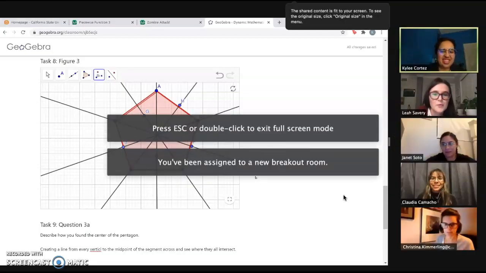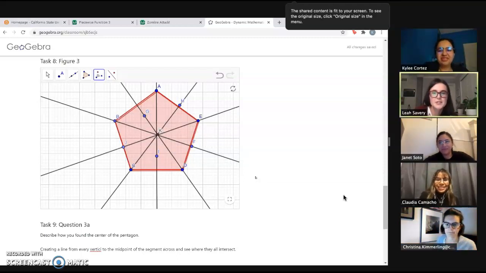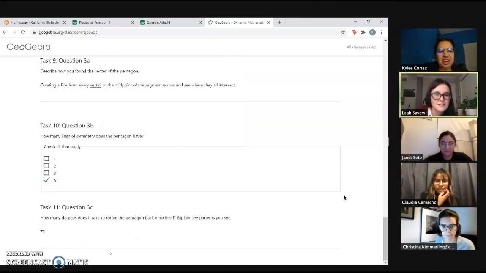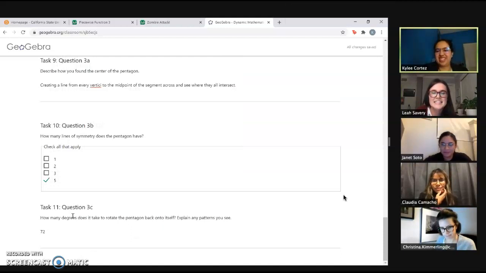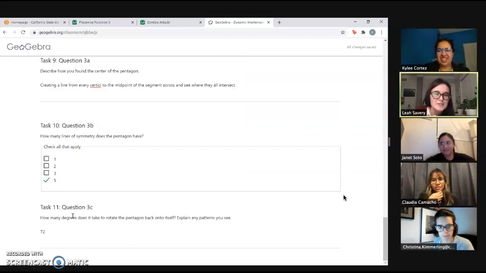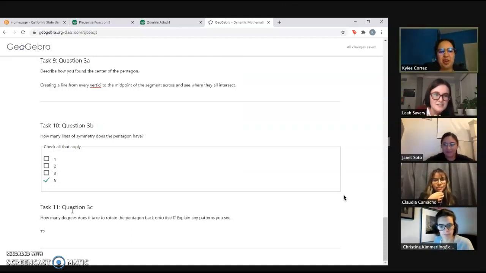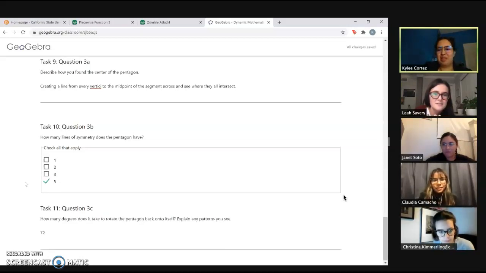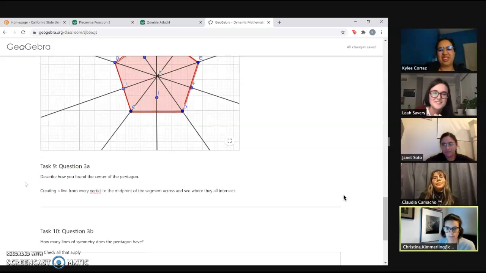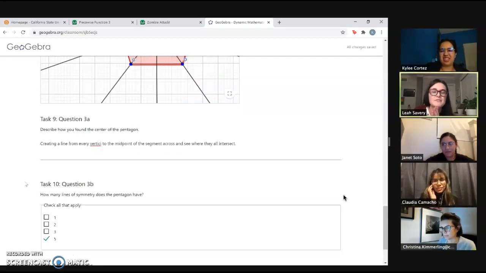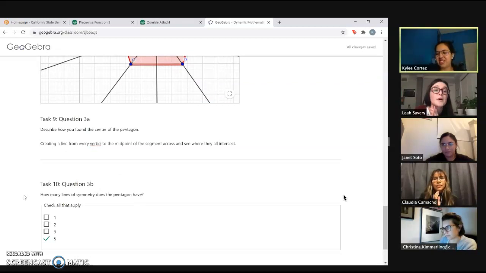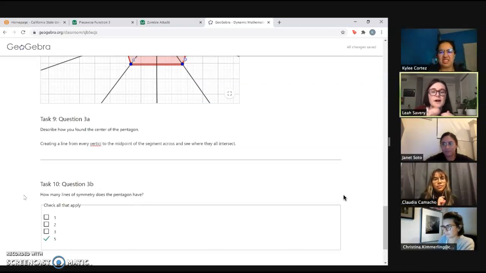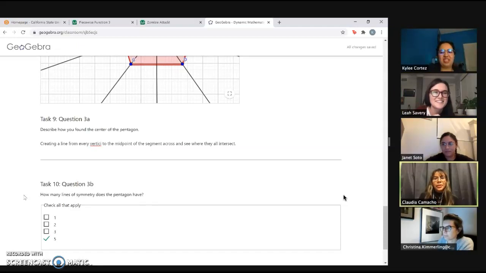Hey, were you guys able to get it to rotate onto itself? Yeah, we got 72 degrees. Perfect. How did you get 72 degrees? I'm thinking now that it's 360 divided by 5. Exactly. Where did you get 5 from? The lines of symmetry. Perfect. It would also be the number of sides, so the pentagon having 5 sides.